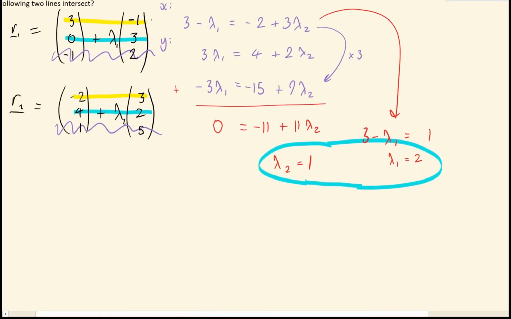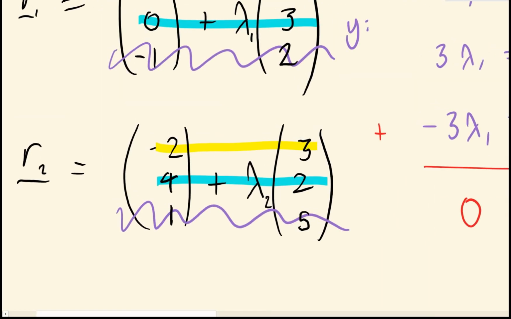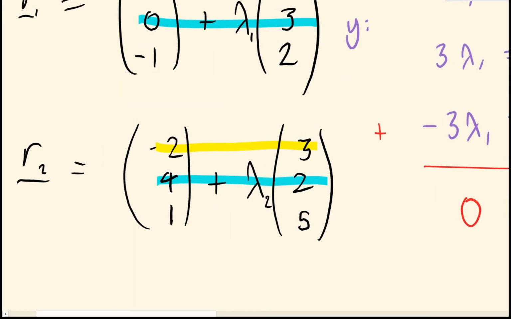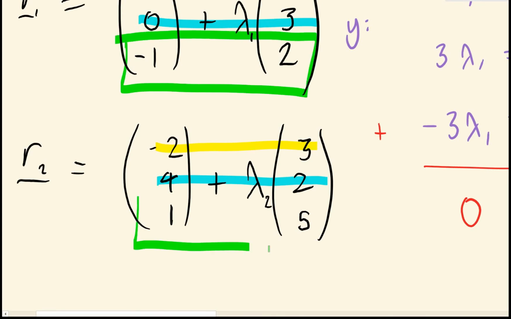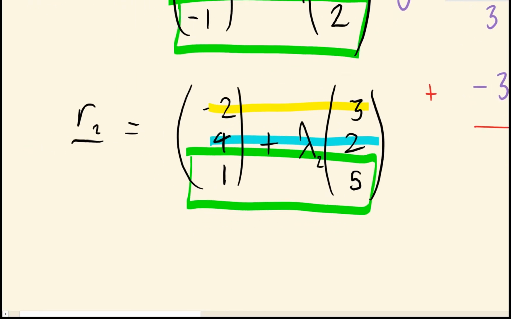We've worked out that the first two coordinates, x and y, will meet only when lambda 2 is 1 and when lambda 1 is 2. What we're going to do now is go back to the z coordinate, which I ignored at first, and see if that solution works. If it does work, that means the two lines do meet. If it doesn't work, that means the two lines will never meet.